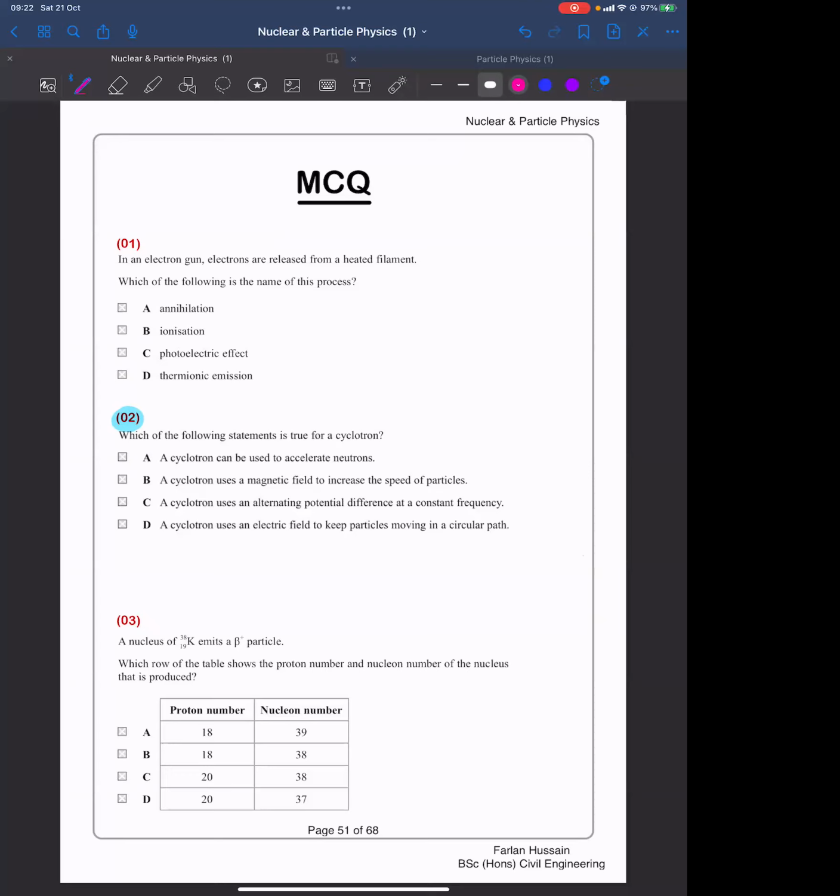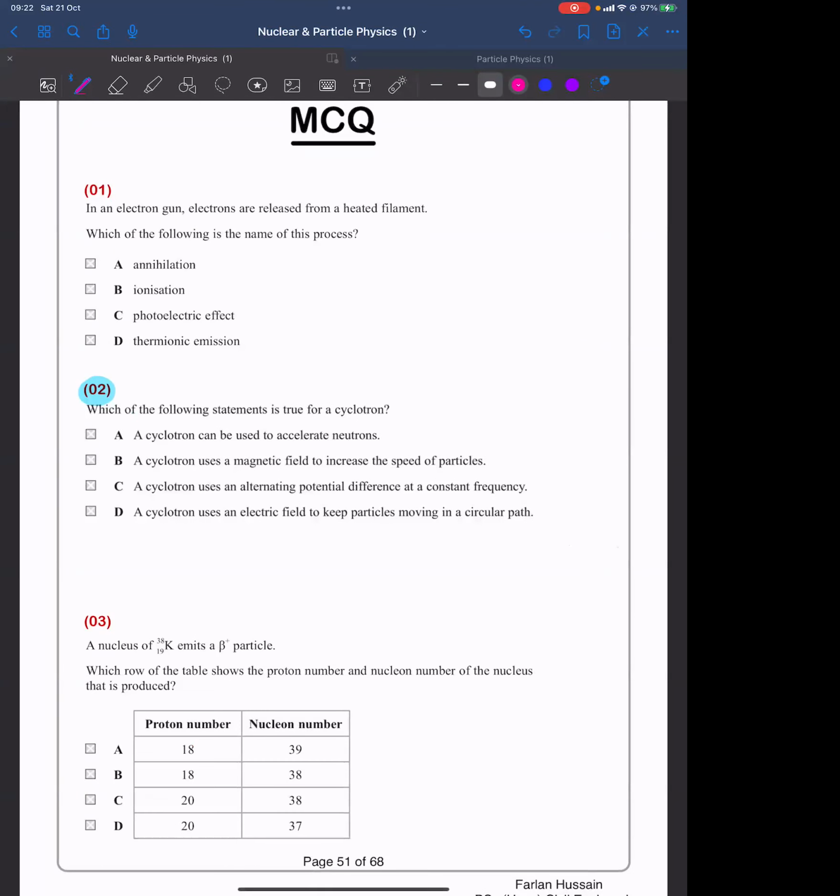Question number 2. Which of the following statements is true for a cyclotron? The cyclotron can be used to accelerate neutrons. It uses a magnetic field to increase the speed of particles. It uses an alternating PD at a constant frequency. It uses an electric field to keep particles moving in a circular path. What is your answer? It uses an alternating potential difference at constant frequency. The answer is C.